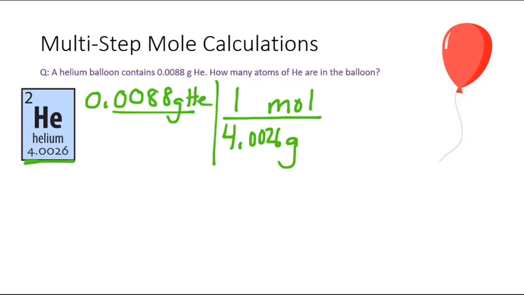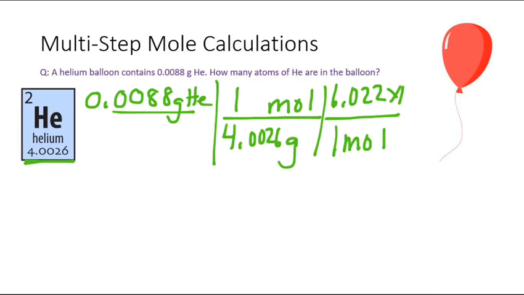But I didn't ask how many moles there were, I asked how many atoms there were. We've already used the molar mass. The other thing that we need to use is Avogadro's number in our multi-step calculation. So to get to the number of atoms, we know that 1 mole of helium is 6.022 times 10 to the 23rd atoms of helium.